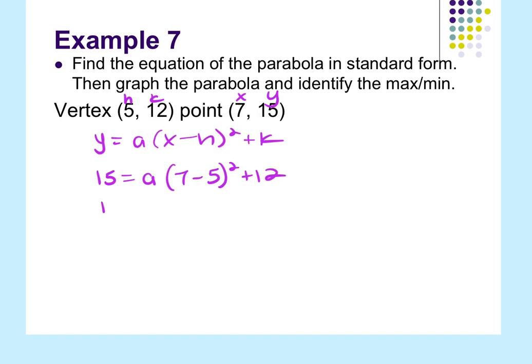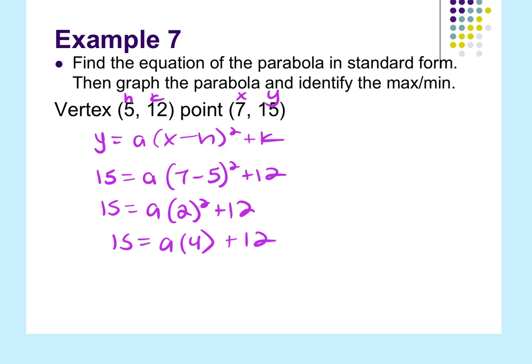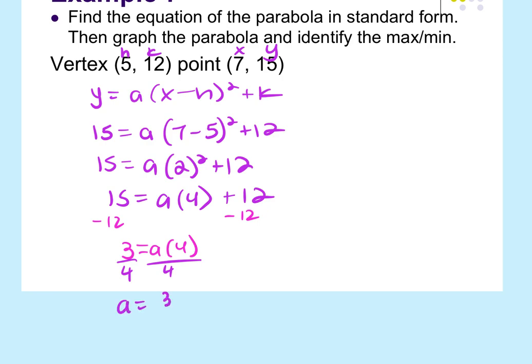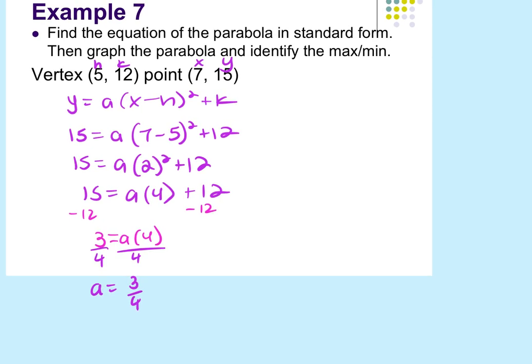Okay, then I'm going to take care of the parentheses because that would be first. This would be 2 squared plus 12. This is 15 equals a times 4 plus 12. Do I add the 4 and 12? No, don't do that. That's multiplication and addition, two separate things. So I'm going to subtract the 12 and I get 3 equals a times 4. Then I'm going to divide by 4, and my a is a positive 3/4. If it's supposed to be negative, it will end up negative. You don't have to worry about changing your sign.